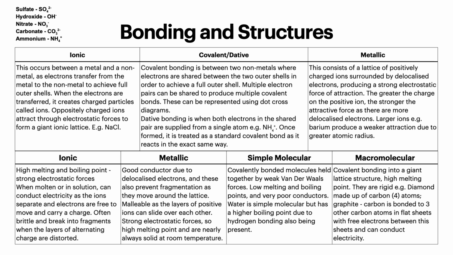Dative bonding is when both electrons in the shared pair are supplied from a single atom. An example of this is NH4+. Once formed, it is treated as a standard covalent bond as it reacts in the same way.